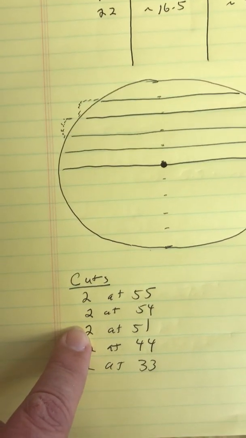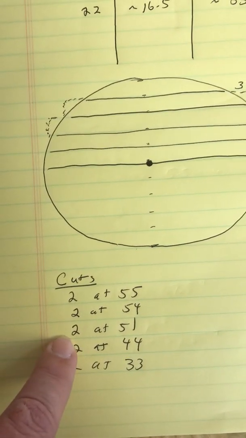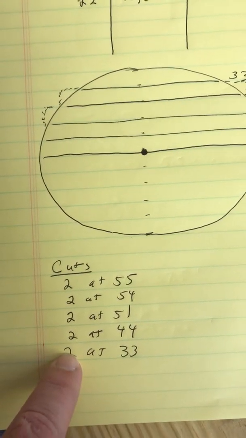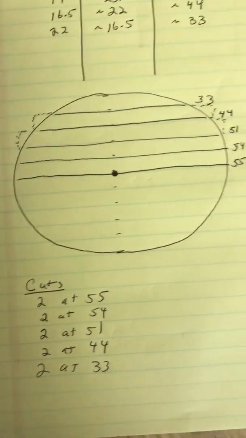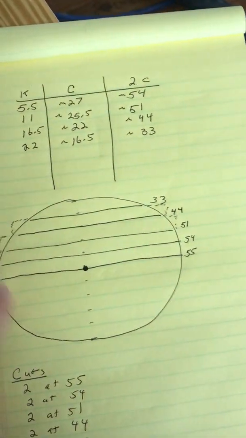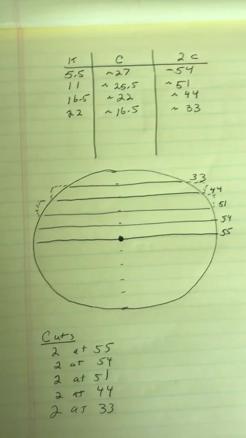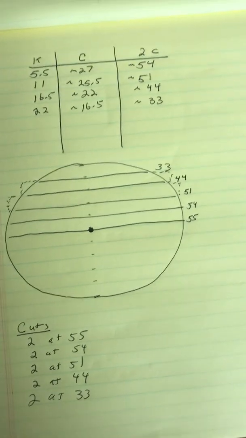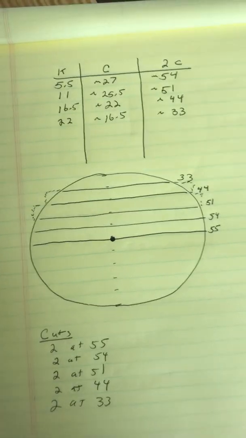Now I rounded up because it was just easier, because I'm going to cut the boards square off on the edge first, not rounded. Basically I just wanted to find out how long to cut the boards. So approximately 54 inches, 51 inches, 44 inches, and 33 inches. So you see I've put those measurements out here. At the center it's going to be 55. At the edge of that first board it's going to be 54, 51, 44, and 33. If you see these little dashed lines, I'm going to cut the boards off square and then we're going to round them off later.